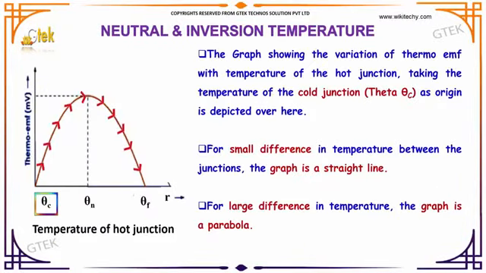Now we'll talk about the neutral and inversion temperature. The graph shows the variation of thermo EMF with the temperature of the hot junction, taking the temperature of the cold junction, theta c here, as origin. For a small difference in temperature between the junctions, the graph is a straight line. For a larger difference in temperature, the graph is a parabola.